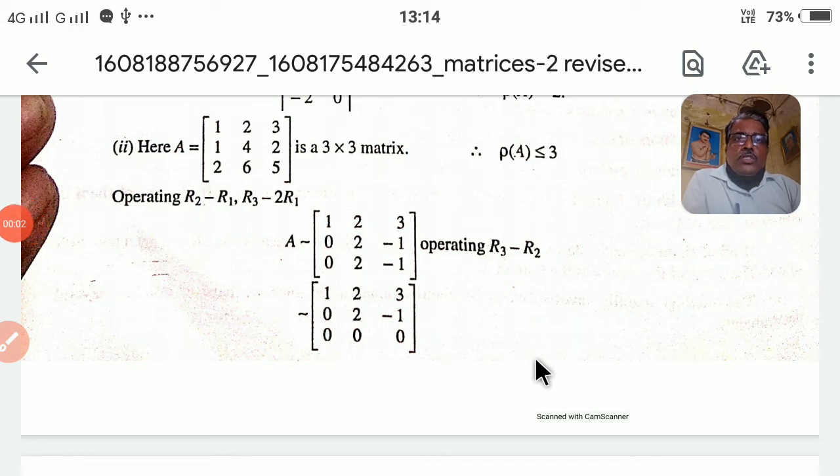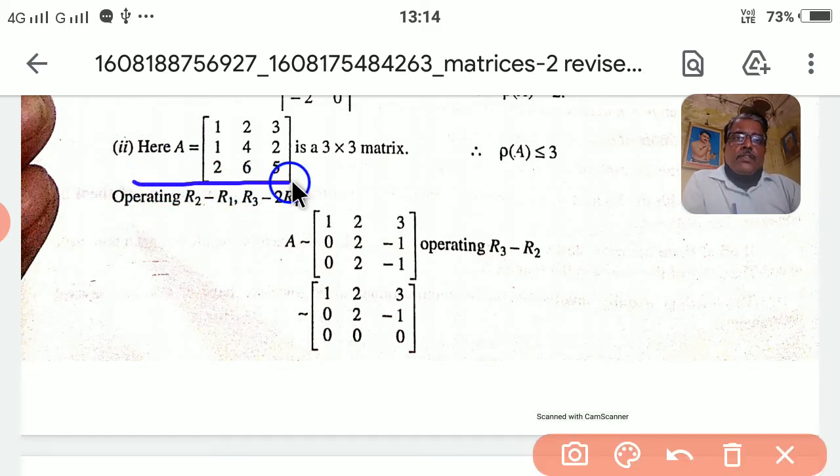Good morning, students. So today we solve some problems on finding the rank of a matrix using elementary row transformations. So this is the given matrix. A is equal to 1 2 3, 1 4 2, 2 6 5. Now here it is a 3 cross 3 matrix. So what we do, we reduce it to a next lower order. Now here we apply the row transformations R2 minus R1 and R3 minus 2 R1.